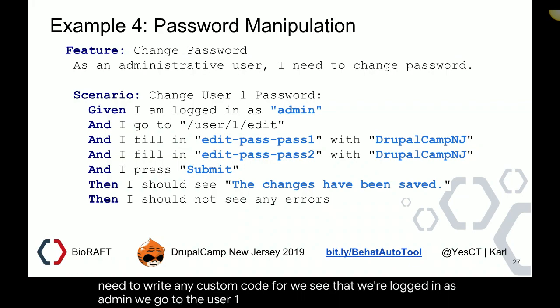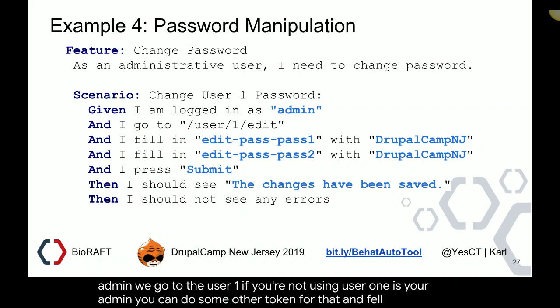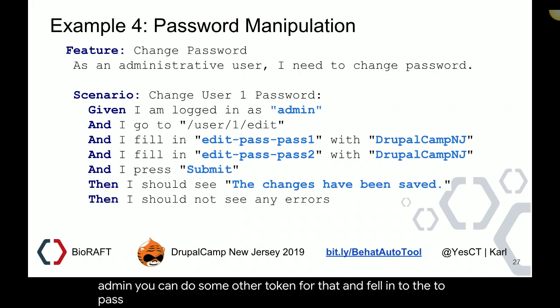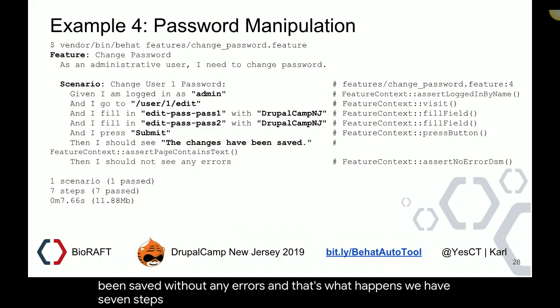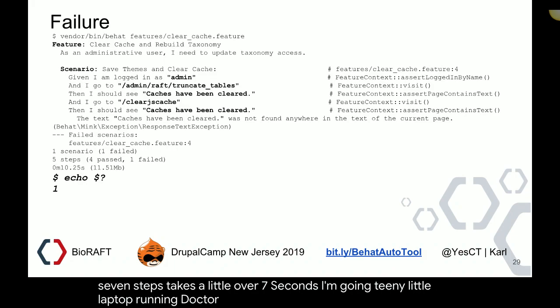We go to the user one edit page. Obviously, if you're not using user one as your admin, you could use some other token for that. And fill in the two password fields, the password and the confirmation, with your new password. Press submit and confirm that those changes have been saved without any errors. And that's what happens. We have seven steps. Takes a little over 7 seconds on my teeny little laptop running Docker.